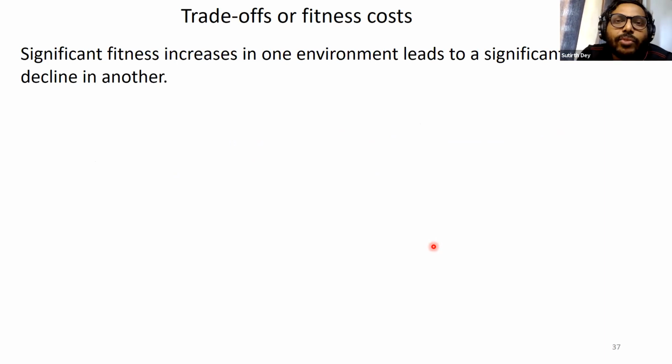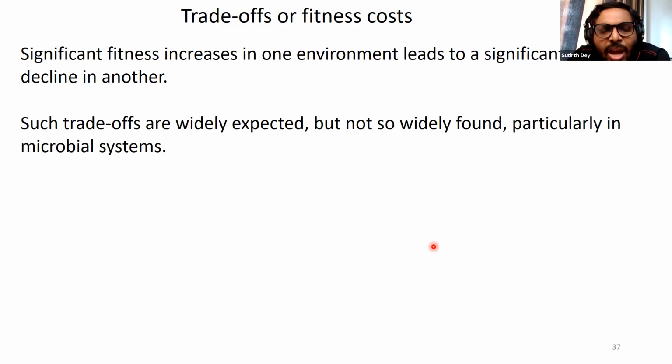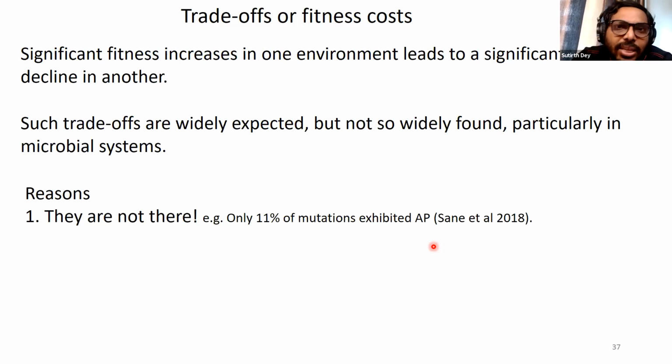What I mean is that when there is a statistically significant fitness increase in one environment and a statistically significant fitness decline in another. Only when these two things happen simultaneously will I call it a trade-off. Now, if you look at the literature, such trade-offs are widely expected. However, when one looks at the experimental literature, particularly in the context of microbes, they are not that widely found. And several reasons have been given to explain why they are not as common as people expect them to be. Lots of people have said maybe they are not there at all.